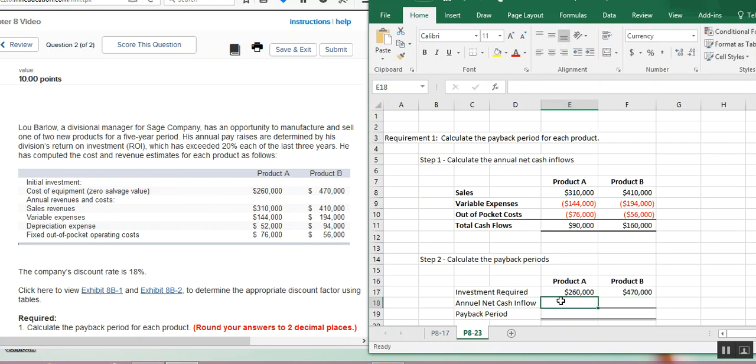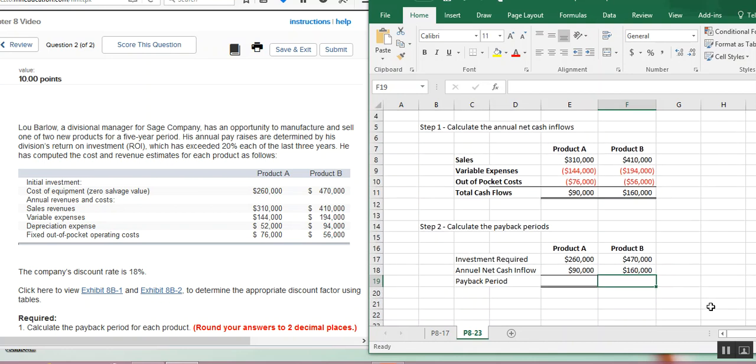Then we put in our annual net cash inflow, and that is the amount that we calculated up here: $90,000 for A and $160,000 for B. Then we can calculate our payback period. Basically, what we're trying to figure out is, let's look at product A: if we're going to get $90,000 a year, how many years is it going to take us to pay off our investment, which is $260,000? To do that, we take the initial investment and divide it by the annual cash flow.